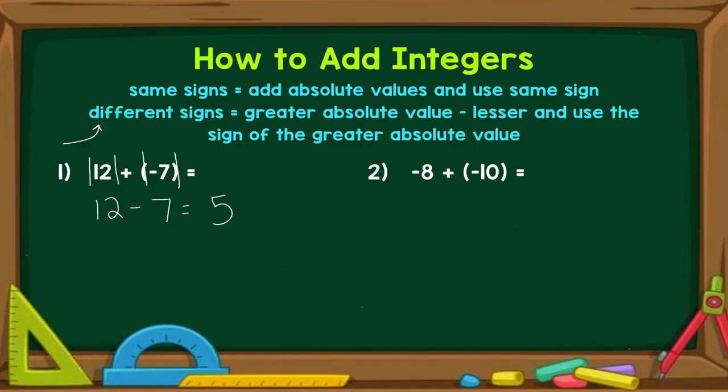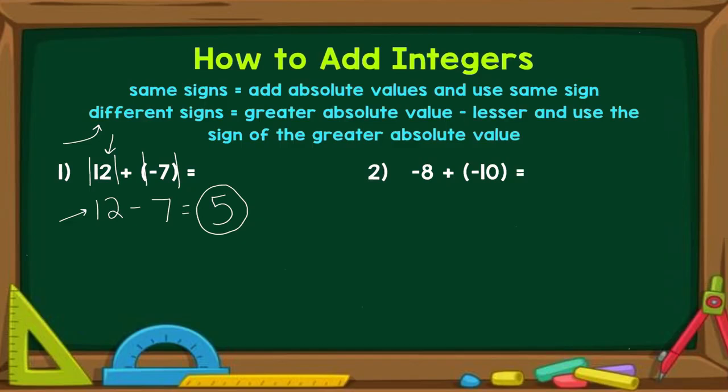Now we need to determine if our answer is going to be positive or negative. So we need to take a look at the larger absolute value, which is this 12. So we take the sign of the larger absolute value from the original problem. So the larger absolute value is 12. Let's take a look at the 12 in the original problem. And that 12 is positive. That means our answer is going to be positive. So our final answer, a positive 5.